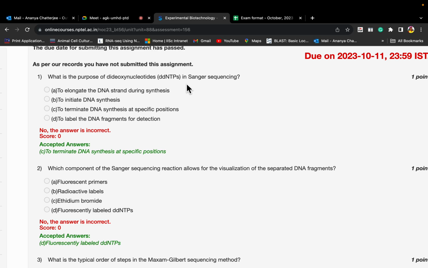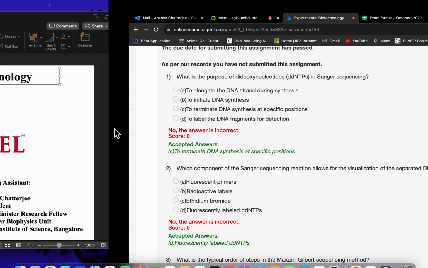Options: to elongate the DNA strand during synthesis, to initiate DNA synthesis, to terminate DNA synthesis at specific positions, to label the DNA fragments for detection. Dideoxy is definitely not to elongate the DNA strand, because if you don't have the OH group at 3 prime, then that won't be able to get synthesized or elongated. Also not to initiate DNA synthesis. To terminate DNA synthesis at specific positions is the correct answer.